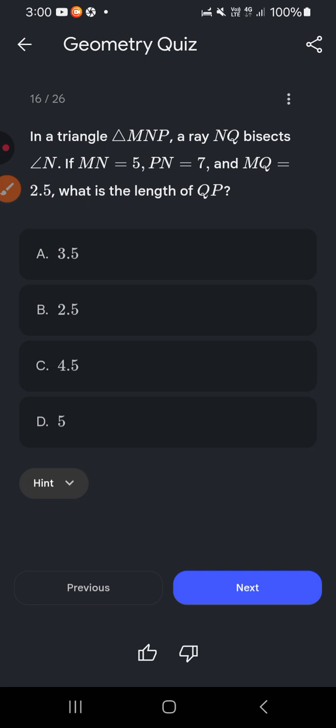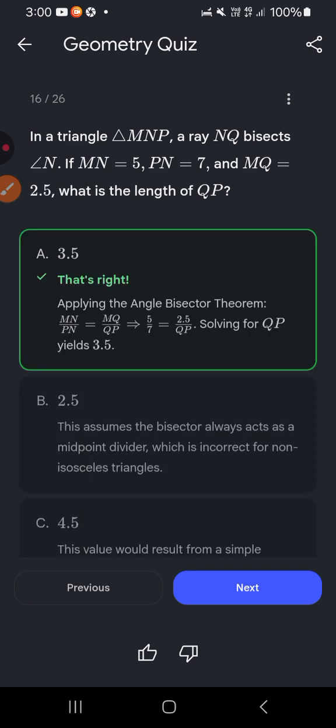In triangle MNP, a ray NQ bisects angle N. If MN is equal to 5, PN is equal to 7 and MQ is equal to 2.5, what is the length of QP? Correct answer is A. Applying the angle bisector theorem.